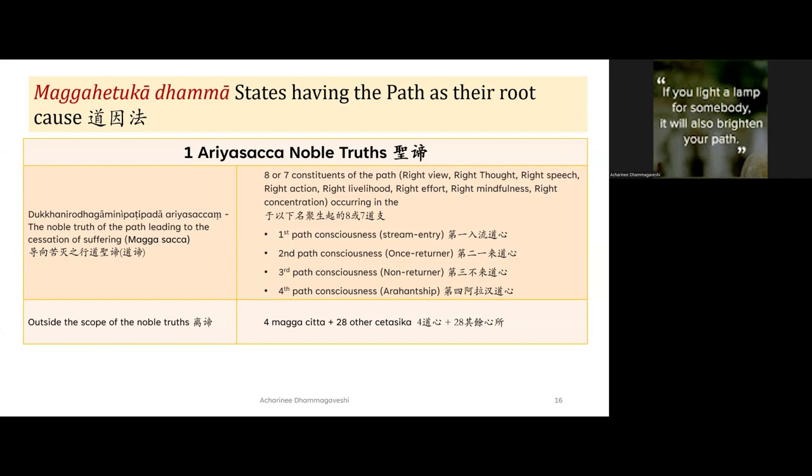We get 1 Ariya sacca and the 8 path factors, the 8 or 7 path factors depending on the jhana, of the first to the 4th path consciousness, that is Sotapatti, Sakadagami, Anagami and Arahant. These are classified under Magga Sacca and everything else remaining, the 4 Magga Chitta and 28 Chetasika, are outside the scope of the Noble Truths.